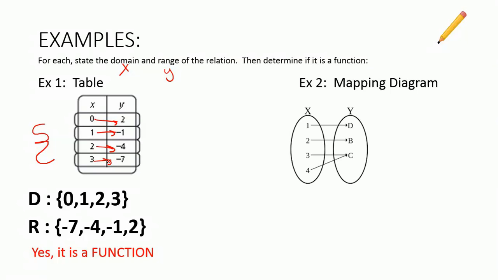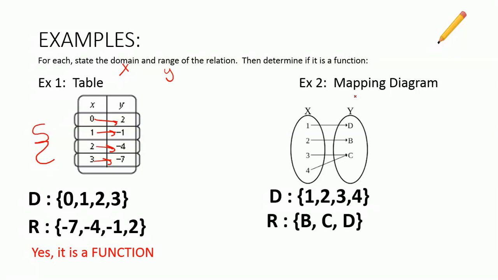Let's look at a mapping diagram. Basically, a mapping diagram is the table but put with two circles. In the first circle, I have my x values, and in the second circle, I have the y values. So my domain would be my x values, which is 1, 2, 3, and 4. My range would be B, C, and D. Put them in alphanumeric order, right?